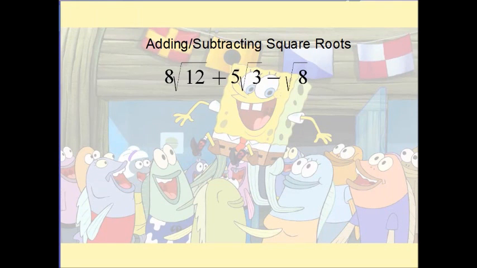So the next topic that we have here is adding and subtracting with square roots. Before we start adding and subtracting with square roots, the first thing that we're going to want to do is simplify all of our square roots. We're going to want to simplify the square root of 12, the square root of 3, and the square root of 8. So let's start off with the square root of 12. For the square root of 12, I'm going to simplify it my preferred way. Remember, you can always use your prime factorization tree. 12 is going to be 4 times 3, 4 being the perfect square number.